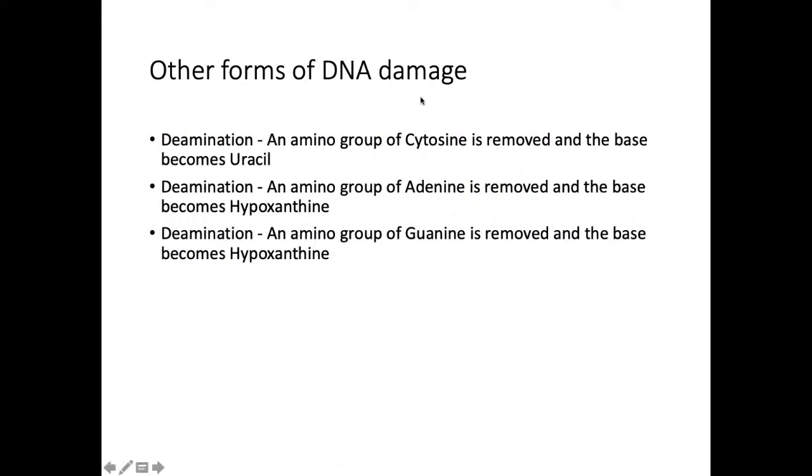Other forms of DNA damage are like deamination. An amino group of cytosine is removed and the base becomes uracil. Another form of DNA damage is when an amino group of adenine is removed and the base becomes hypoxanthine. Then the amino group of guanine is removed and the base becomes xanthine. So this is the DNA damage: the amino group of cytosine is removed and the base becomes uracil, and the amino group of adenine is removed and the base becomes hypoxanthine.